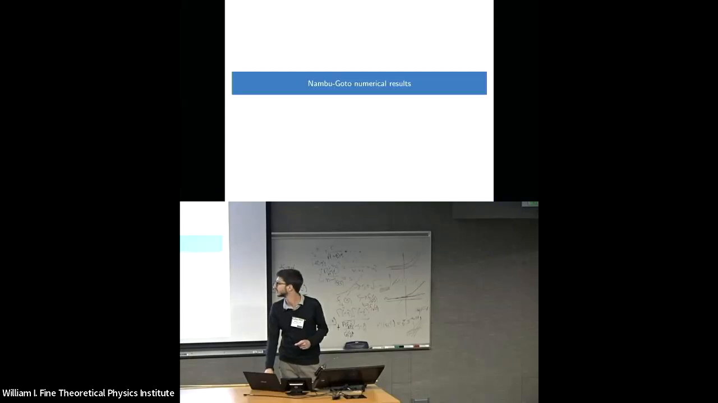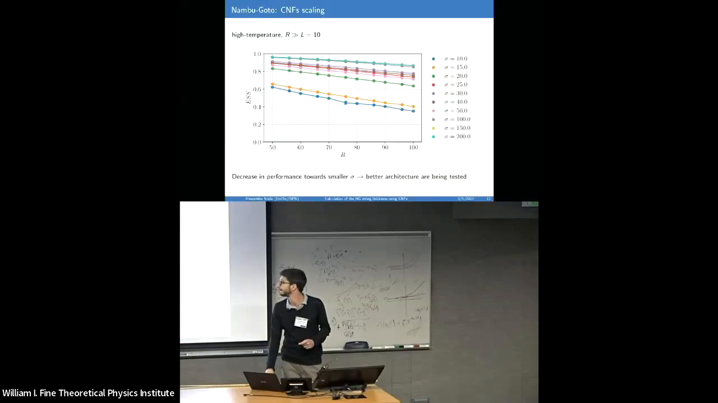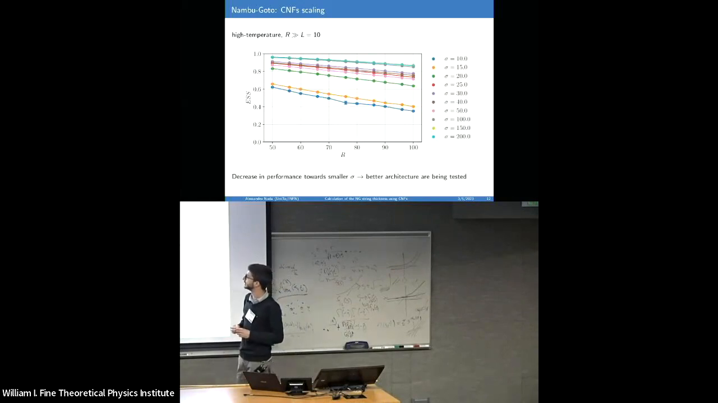Let's look at some numerical results from Nambu-Goto. Let's take a look immediately at this ESS, this number. This essentially tells us if our trainings are working, if our architecture is meaningful. And the answer is yes. You can see here several values. We are in the high temperature regime here, so R is much larger than the temporal size. What's happening here? Well, the ESS is okay. Several values of sigma, these are all quite large.